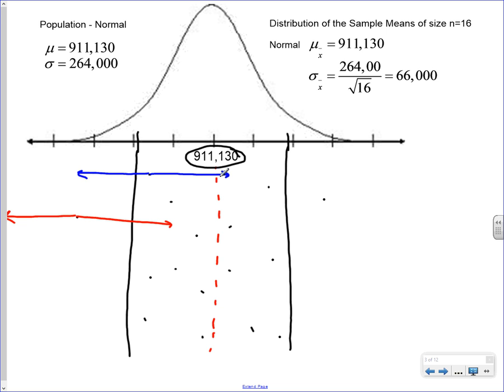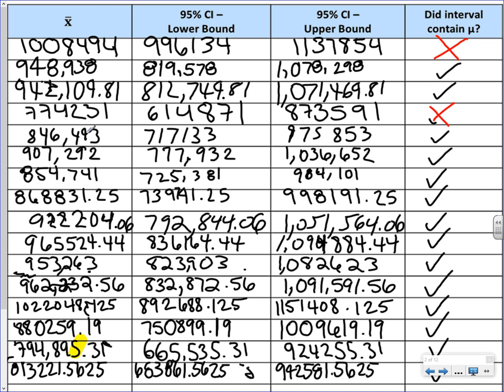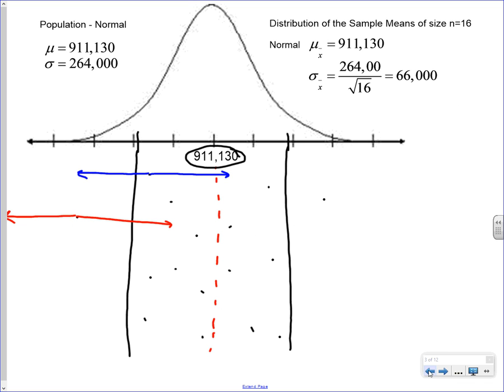In most cases, we're not going to know the true mu. That's what we're trying to estimate. But here we knew it, and we saw that most of these fell around 911,000. But again, remember, they're just one point on the line. When I get one x bar, I don't know how close my x bar really is to the true mu. It's just somewhere, hopefully in this area. This is where 95% of our x bars are going to be, based on the empirical rule. But I don't know exactly what the true mu is. I'm just hoping that my x bar estimates it pretty well.